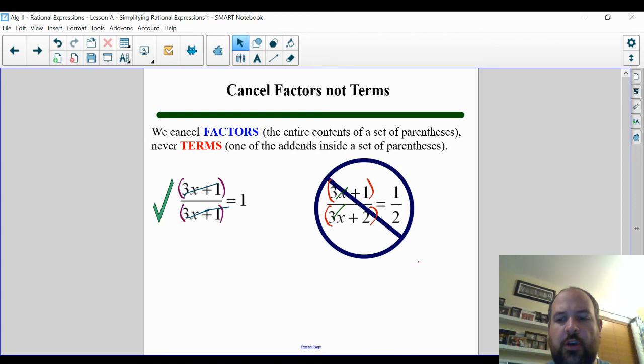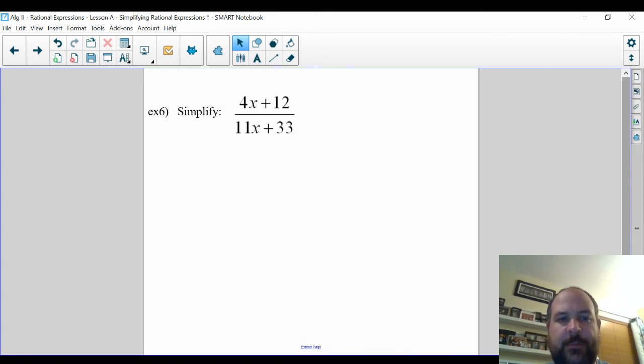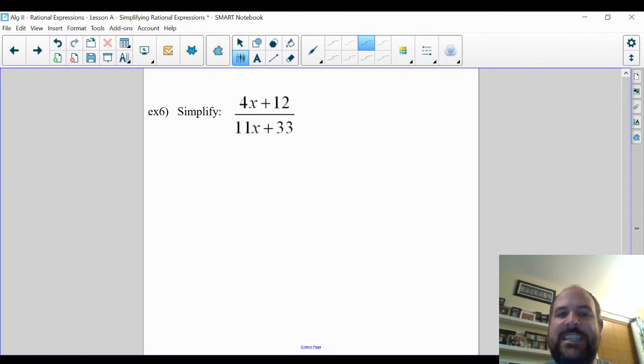So let's go back to simplifying. Let's say we had 4x plus 12 over 11x plus 33. At first glance, I might look at this and say, oh, I can't do anything, it's simplified. But the reason that we talked about this last year in factoring is because the key here is right now I just have terms. I have things being added in the numerator, I have things being added in the denominator.